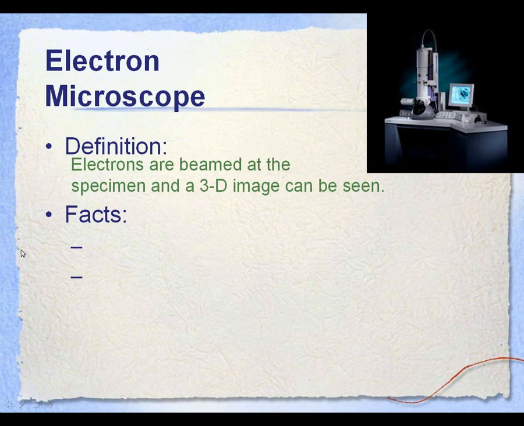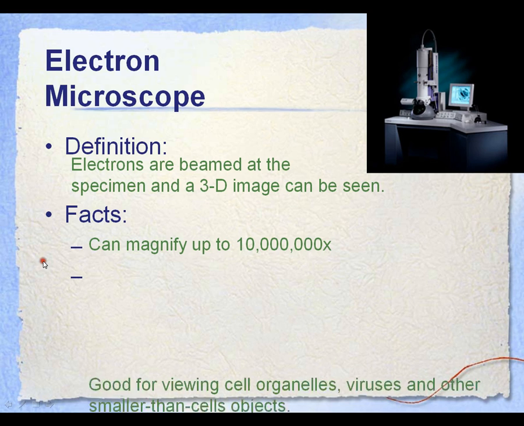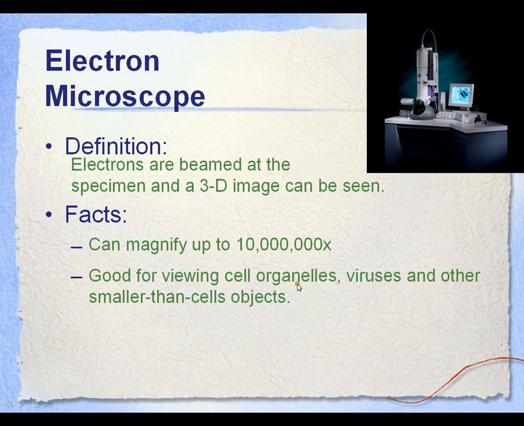Let's talk about the electron microscope. Electrons are beamed at a specimen and a 3D image can be seen. These are high-tech microscopes usually found in labs and on college campuses. They can magnify up to 10 million times. They're good for viewing cell organelles, viruses, and other smaller than cell objects. So if a question asks you anything about something inside the cell, or a virus, or a particular molecule, you're going to need an electron microscope.